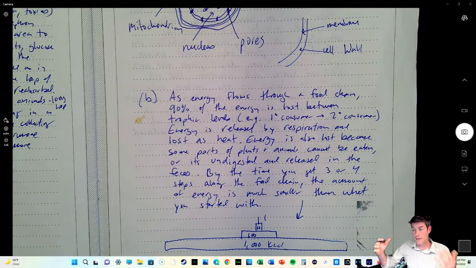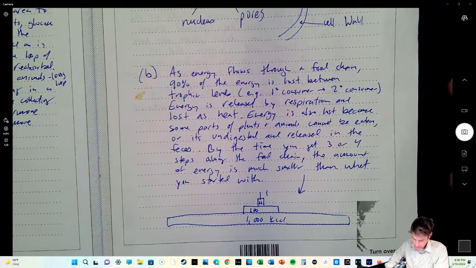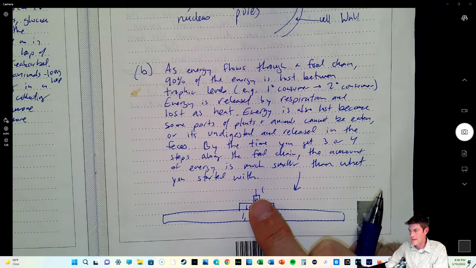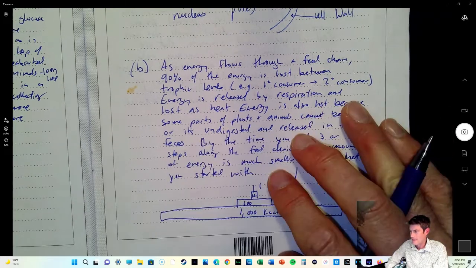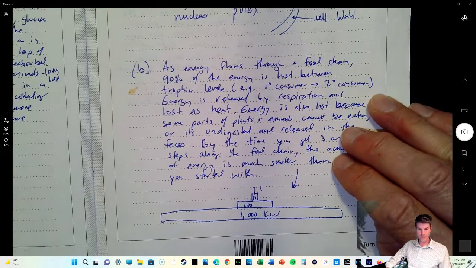And released by respiration, lost as heat. And also some parts of the plant or the animal, nobody can eat it. Nothing can really get at that food. And even if you do eat it, no animal is 100% efficient in converting it into usable energy. So by the time you get 3 or 4 steps along that food chain, most of the energy is gone. And I just put this diagram here, kind of shows a good example, I think. Start out with 1,000 kilocalories, then you go to 100, then 10, and then 1. It just happens really quickly. So you just lose so much energy so quickly in a food chain.